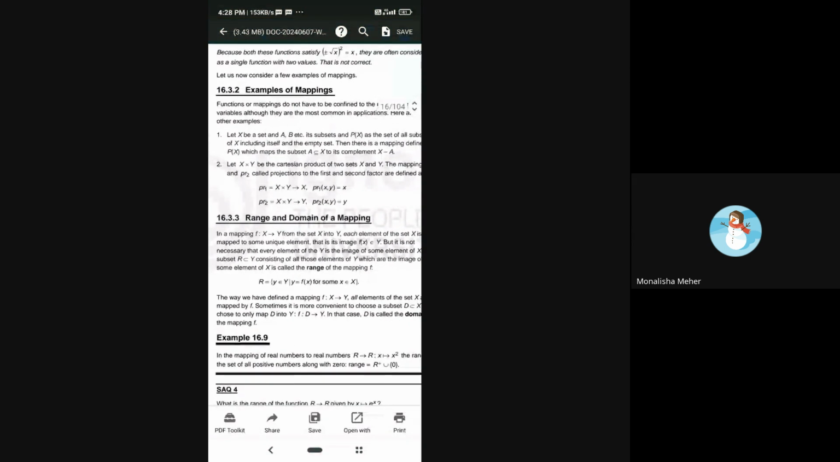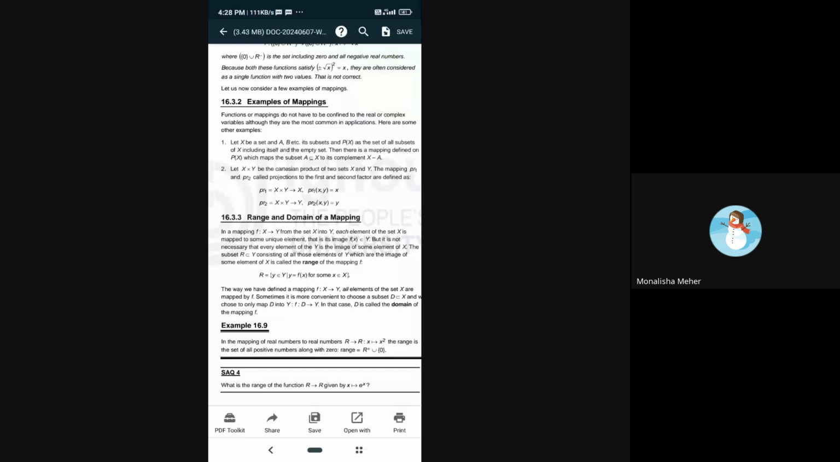Then range and domain of mapping. In a mapping f from X into Y, each element of set X is mapped to some unique element, that is its image f of x belongs to Y. But it is not necessary that every element of the capital Y is the image of some element of capital X. The subset R of Y consisting of all those elements of capital Y which are the image of some elements of capital X is called the range of the mapping small f. So this can be written like this.